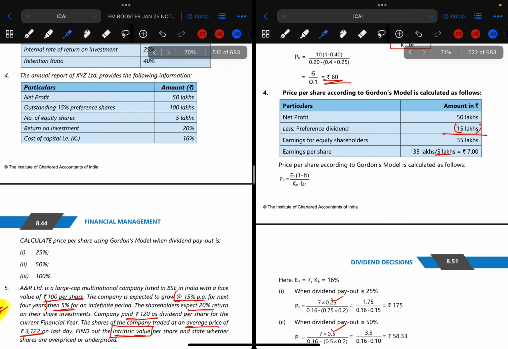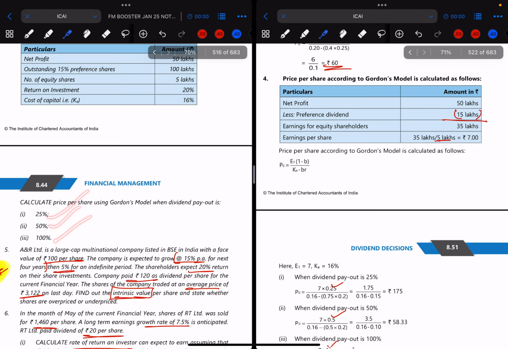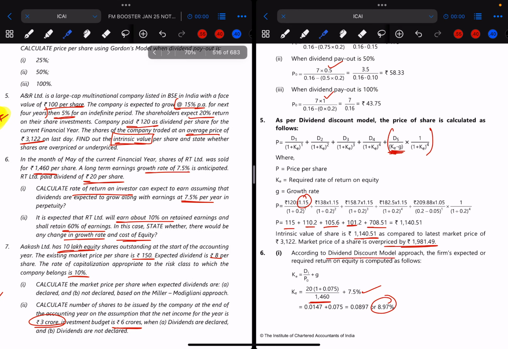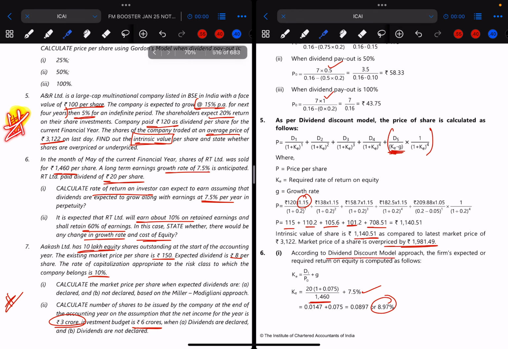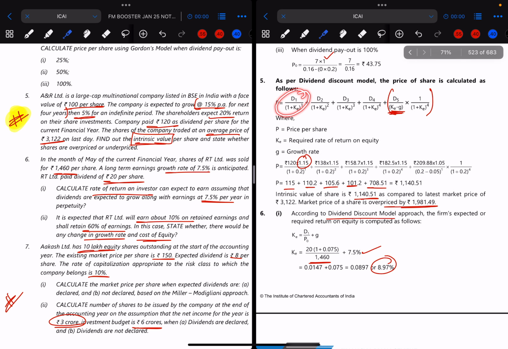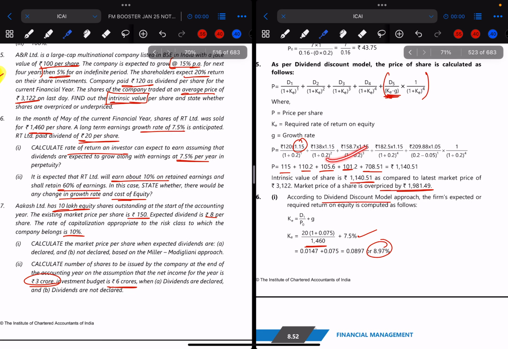Fourth one, annual report, and this one you have to do now: 20, 50, 150%. First find out the EPS, then go for 25, 50 and 100%, bro. Done. Fifth one, this is also complicated, because here we have to find out the intrinsic value. Okay, just try to understand this question first and do it.